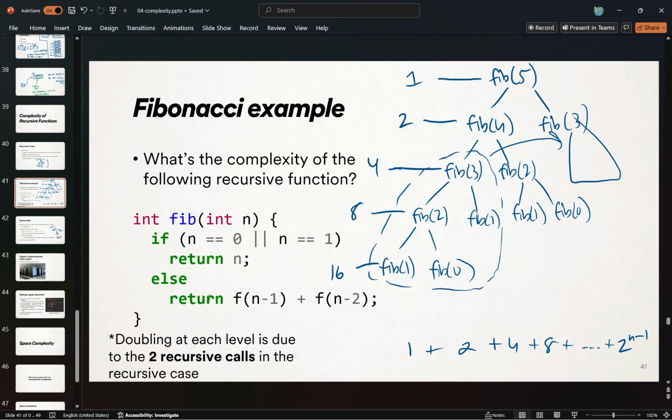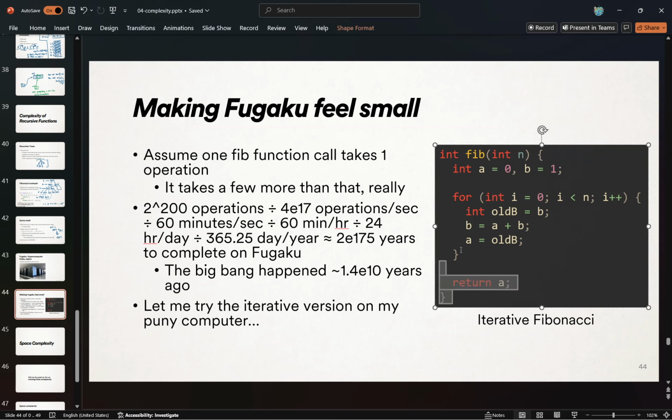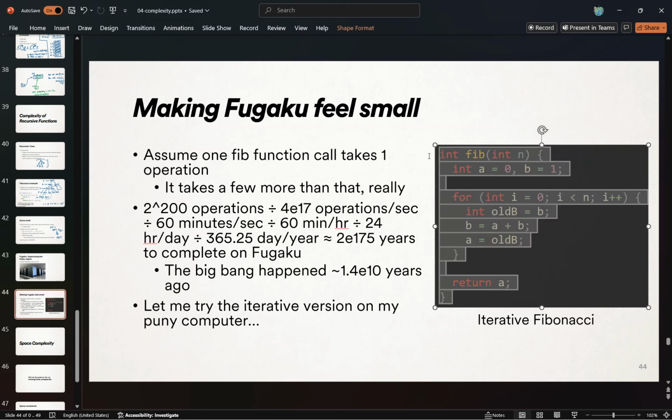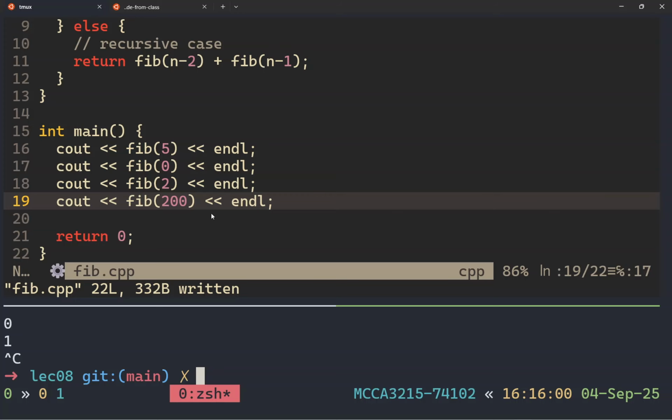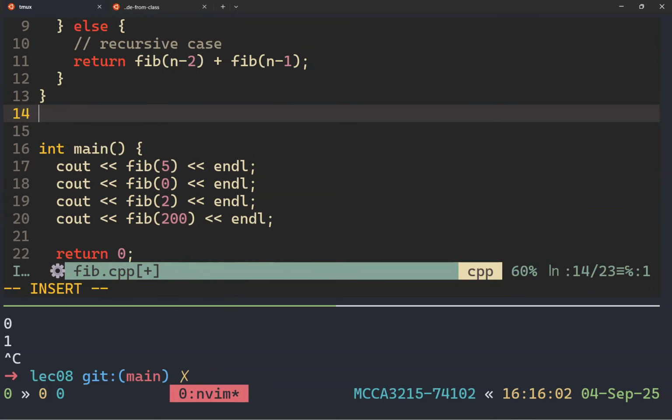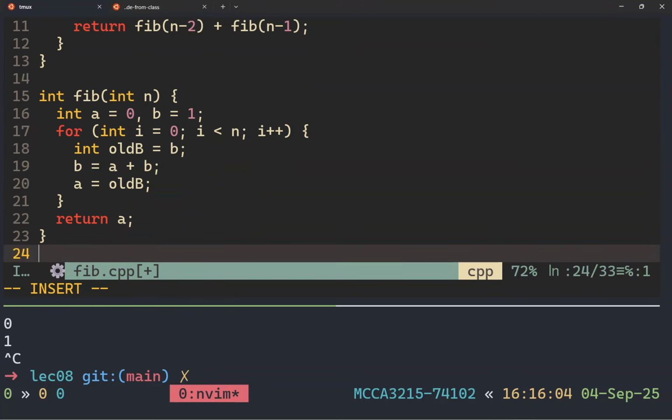Disgustingly slow. There's another way to do Fibonacci, right? We could do it this way. We can do it as a loop, just keep the 2 previous numbers and add them in. Let's analyze that. This is Fibonacci iterative. All right.